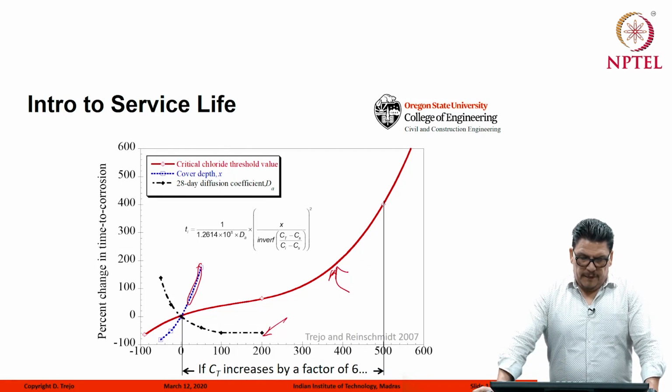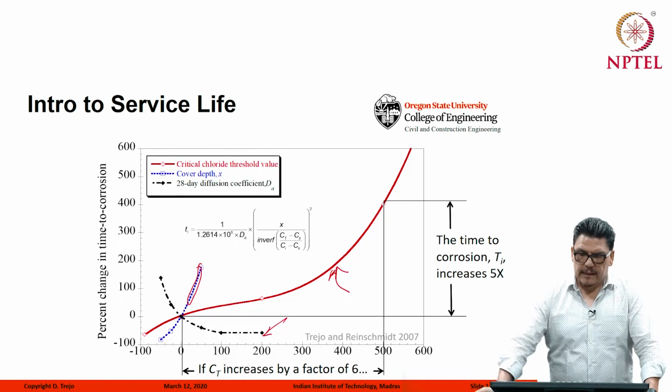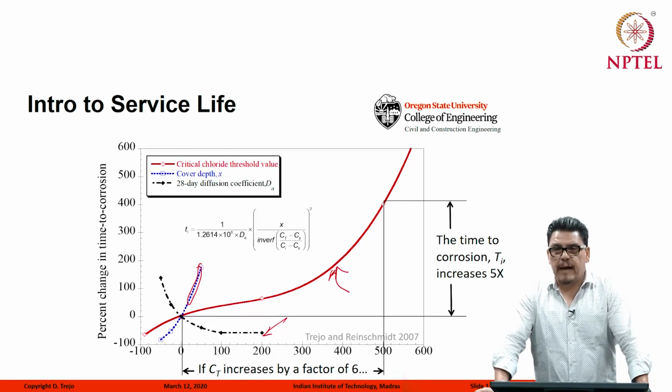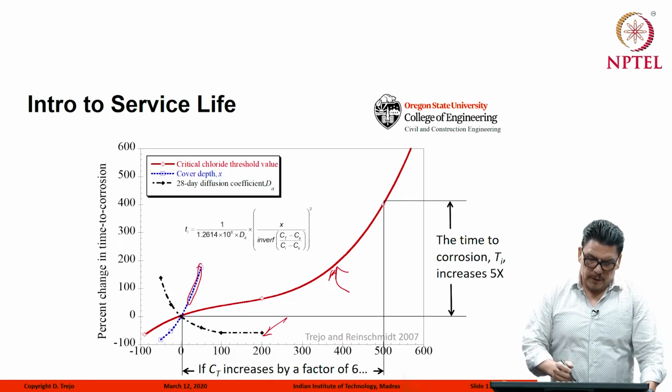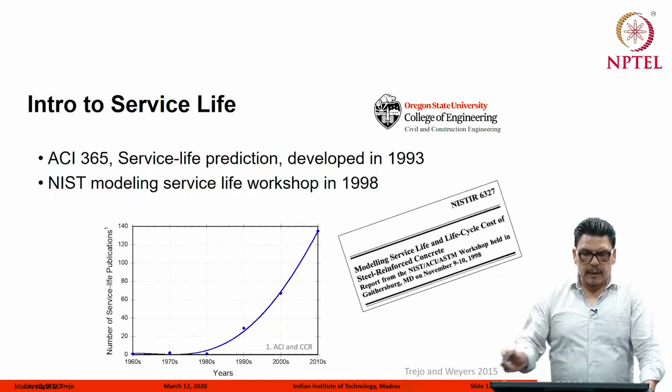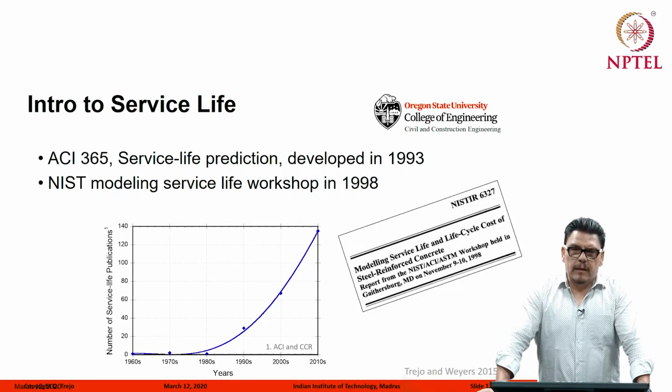And you can see here that if I increase the critical chloride threshold by a factor of 6, I actually increase the time to corrosion by a factor of 5. It's not linear, you can see there, but that's what we get out of this. So we're looking at the sensitivity of our variables. Let's keep going. It's interesting to note that we've been looking at service life for a long time, predicting service life.